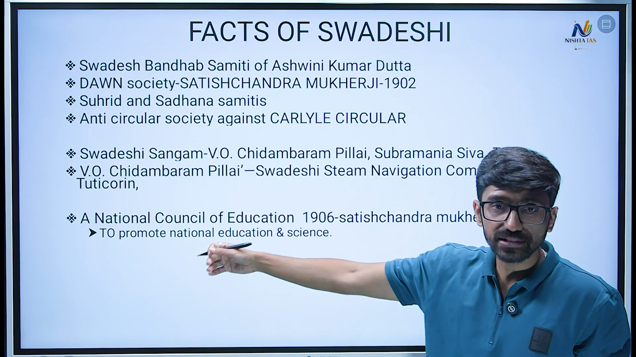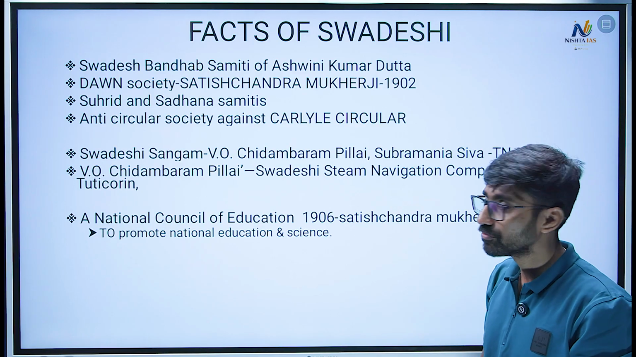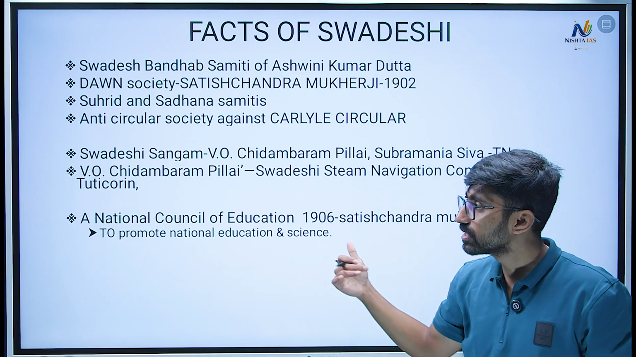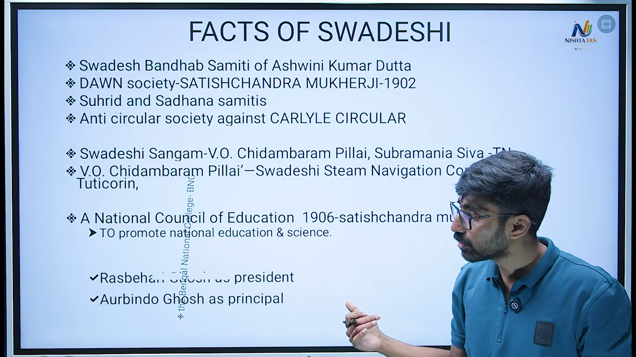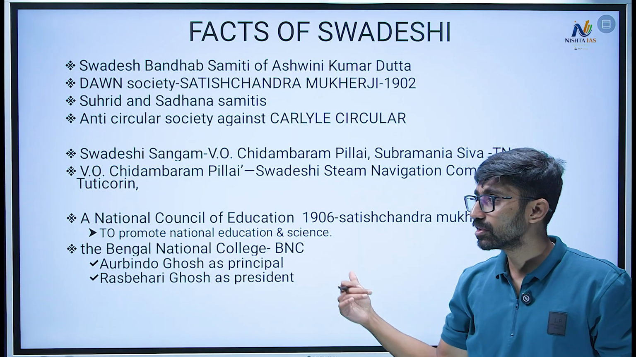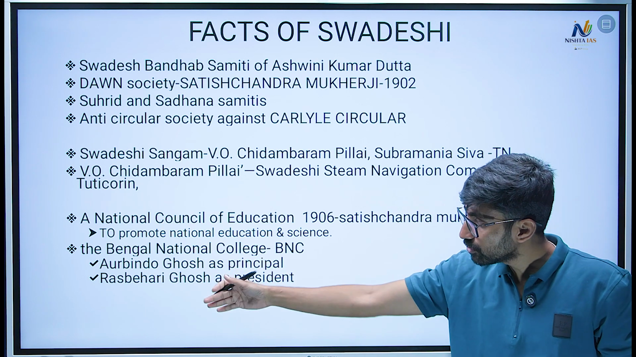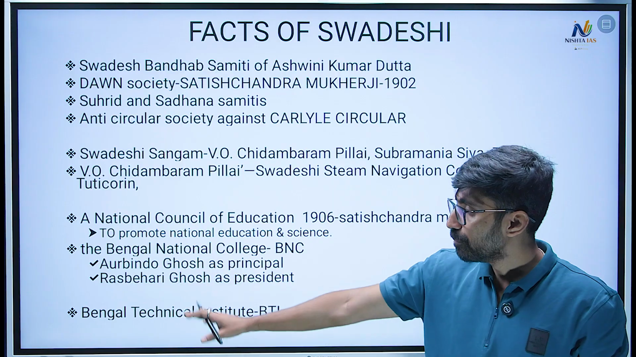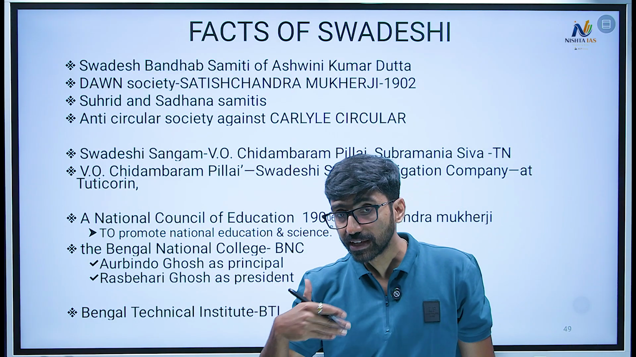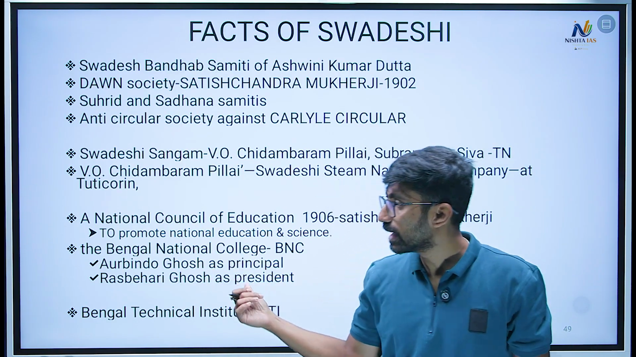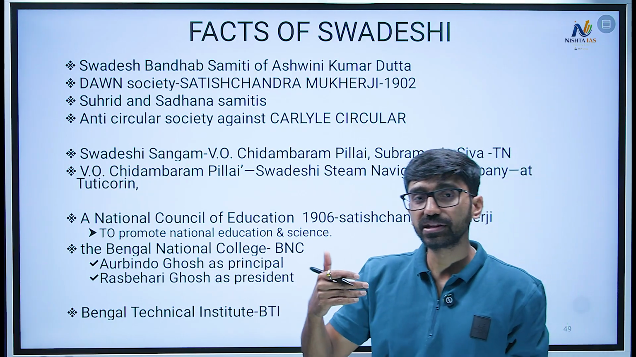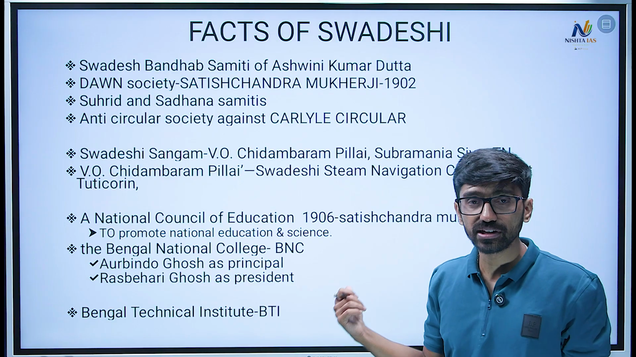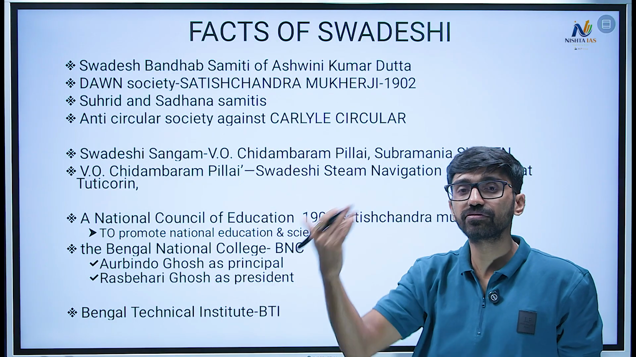Okay, and then again, a National Council of Education. That was one of the answer options we talked about, by Satish Chandra Mukherjee in 1906 to promote national education as well as sciences. That was the goal. And then the Bengal National College was also established, with Arvind Ghosh as the principal, Raj Bihari Ghosh as the president. Okay. And finally, the Bengal Technical Institute was also established. Technical education is also an alternative. In Bengal National College, the word national is associated with India, with nationalism. So it's a different articulation of the Swadeshi.